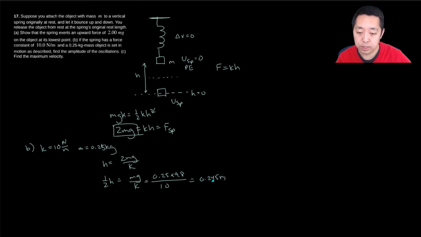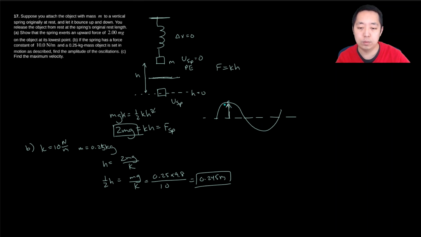0.245 meters is the amplitude. That means that's what it's displacing from this point here, the center point of the oscillation. That's the amplitude. Because remember, the amplitude is kind of like a cosine wave. It's always relative to this position. This is my amplitude. It's not the top to the bottom. It's just from the equilibrium position. And find the maximum velocity.